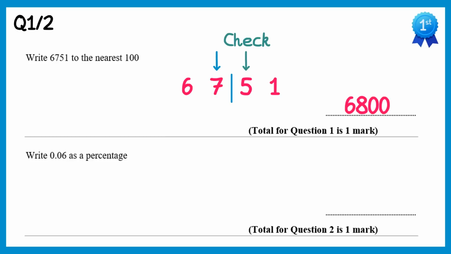For question 2, we need to write 0.06 as a percentage. To change a decimal to a percentage, all you do is multiply by 100. So 0.06 times 100, and you have a calculator for this paper, remember, that will give you 6%.